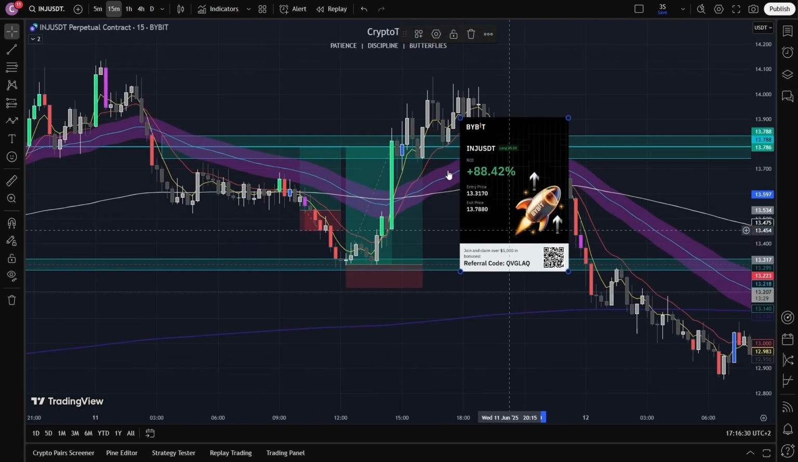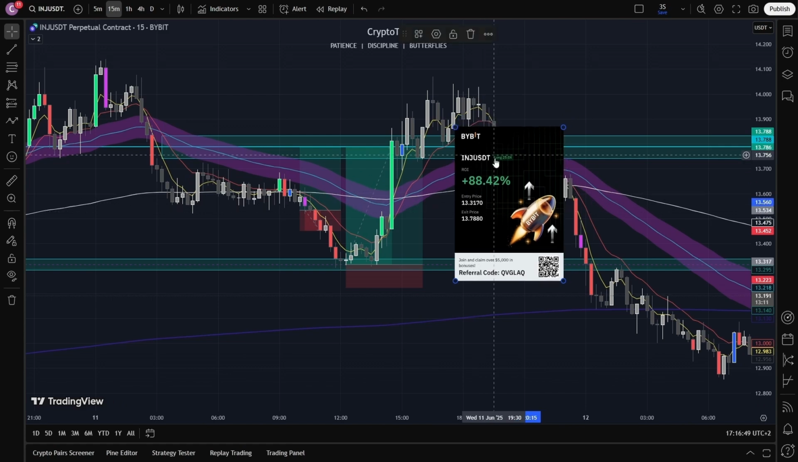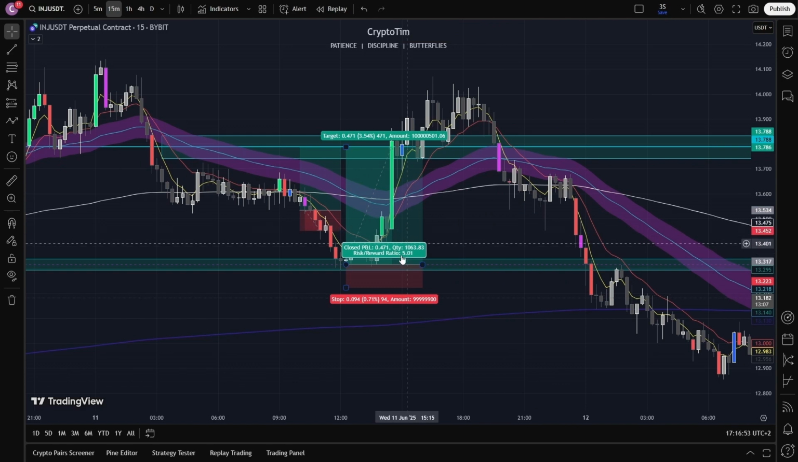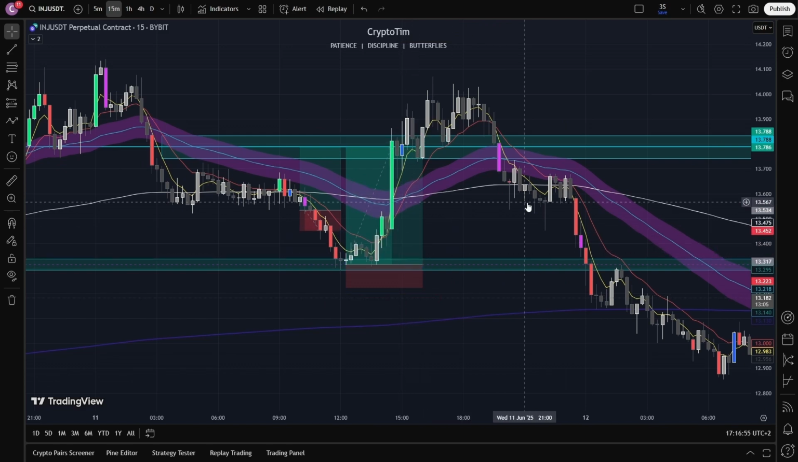So, a quick look at the screenshots. Entry 13.317. Exit 13.788, resulting in an 88% trading setup on 25x leverage. Most importantly for us, it's a 5R trading setup.